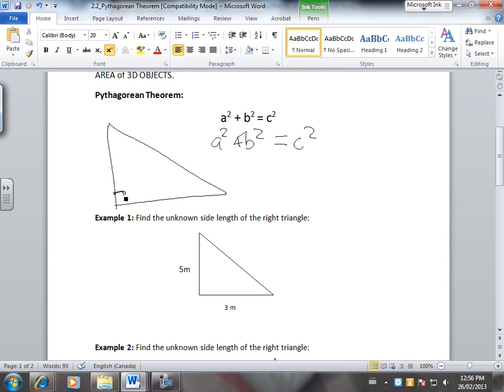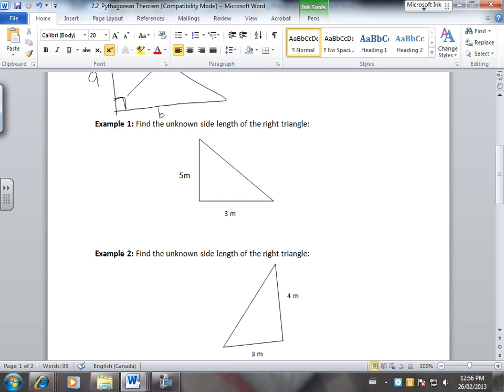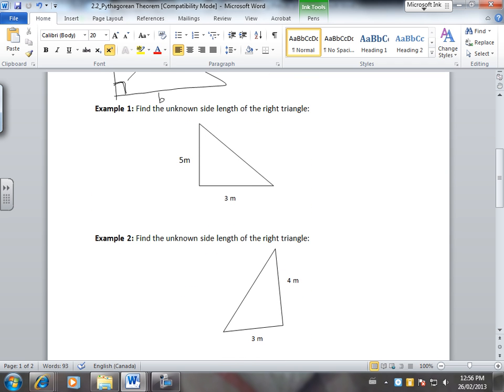So if this is 90 degrees, c would always be your hypotenuse, or the longest side, and the longest side is always opposite the 90-degree angle. And then a and b can be either of the other sides. It doesn't really matter. And so all we do is rearrange to find what we need. So we start with the Pythagorean theorem.